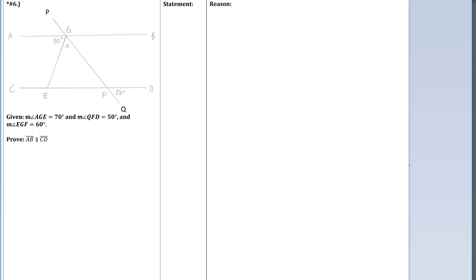And we have this given information that angle AGE is 70 degrees. And then we have angle QFD. QFD is 50 degrees. And then we have angle EGF is 60 degrees. Now there's more than one way to get this question right. I'm going to show you how I would do the question by going through the triangle, getting all the angles in the triangle, and then looking for an angle that is going to give us parallel lines.